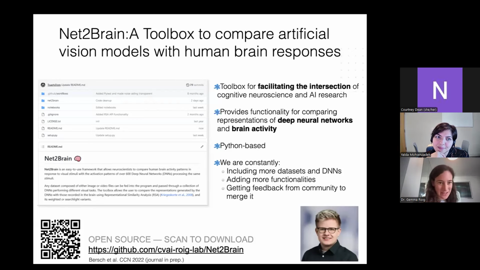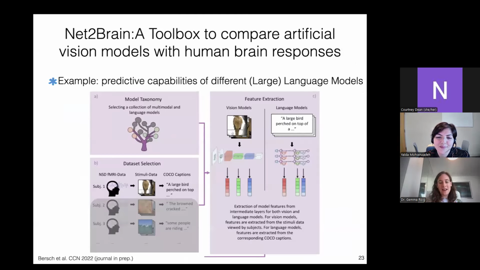Yeah, and it's already available. So I'll just quickly go through one example of the functionalities of this net-to-brain. We have implemented a model taxonomy because one of the challenges that we might face is, which models do I use for a particular question?